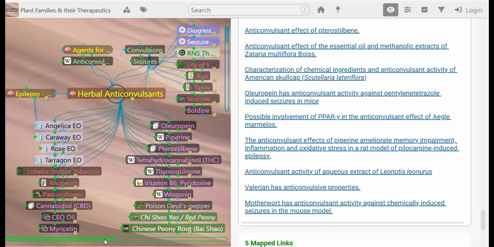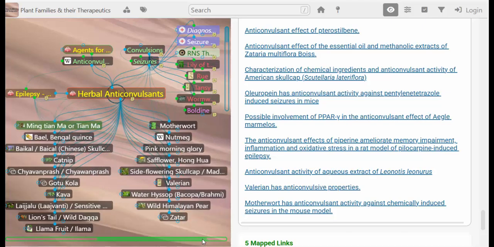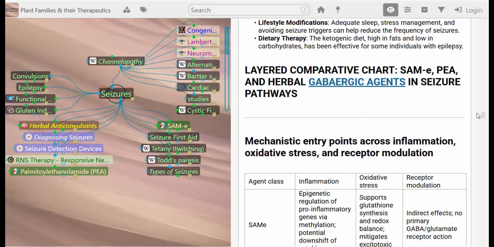There's a scroll bar, which means they're not all visible, so if we scroll, we can see all of these that have been shown to have an effect on reducing convulsions. Going back to seizures now, we can pick up where we left off with this layered comparative chart comparing the supplement SAMe, PEA, and our herbal GABAergic agents in seizure pathways.